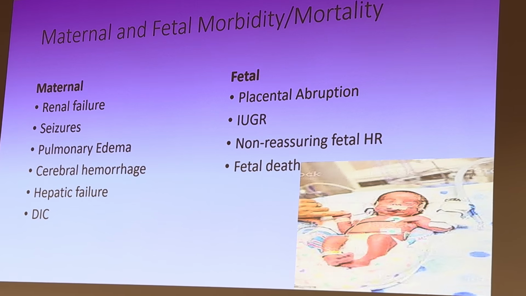Fetal, so placental abruption occurs more often with preeclampsia and eclampsia. Intrauterine growth restriction. If you just think about it, the mom's got high blood pressure, right? And her placenta is not perfusing that well to the baby. So what's going to happen to my baby? It's going to be a little smaller, right? On the plus side, a lot of times with preeclampsia, even though they may be born a little early, their lungs usually do a little bit better because of the stress from the vasoconstriction. Non-reassuring fetal heart rate, and then obviously fetal death, particularly if we have an abruption or anything like that.